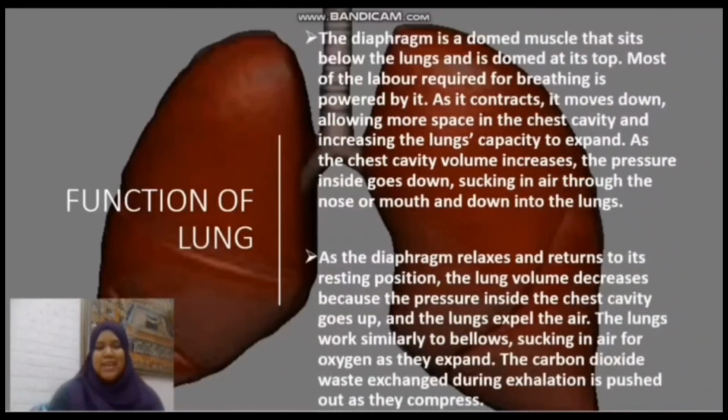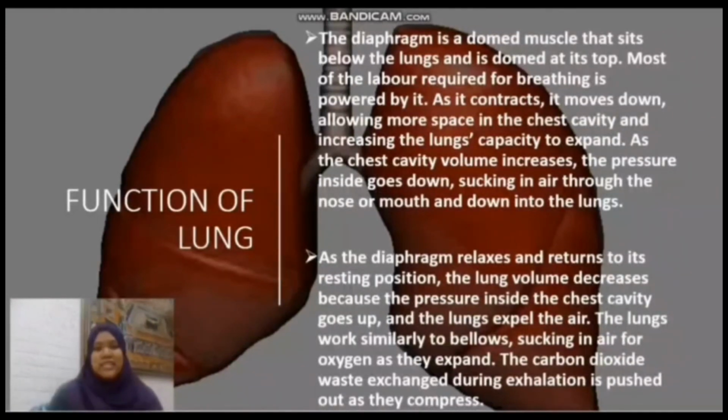Next, the diaphragm is a dome-shaped muscle that sits below the lungs. Most of the labor required for breathing is powered by it. As it contracts, it moves down, allowing more space in the chest cavity and increasing the lungs' capacity to expand.